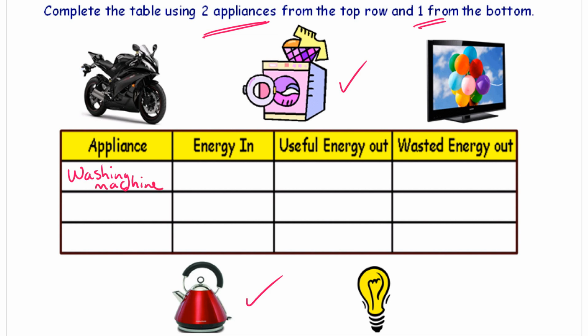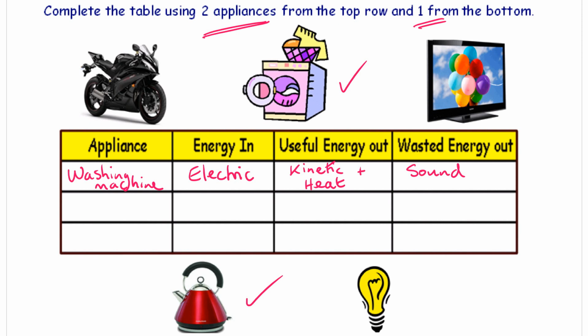The energy that goes in, it's electric. In fact, the washing machine, the TV, the kettle and the light bulb will all be electric. Of course, the motorbike works off petrol, and so the energy in is chemical. Now, the useful energy out from the washing machine, we've got kinetic, it spins. It also releases heat to help dry the clothes. Wasted energy, you've got a lot of sound there, haven't you?